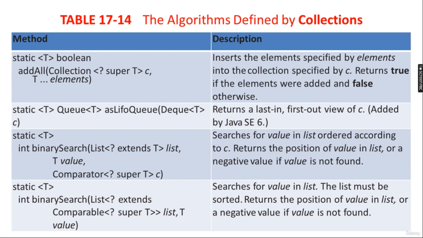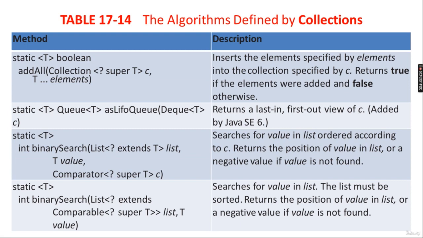Static boolean addAll, Collection super T C, T elements. Inserts the elements specified by elements into the collection specified by C. Returns true if the elements were added and false otherwise. Static Queue asLifoQueue Deque T C. Returns the last in first out view of C. Added by Java 6. Static int binarySearch, List, T value, Comparator C.